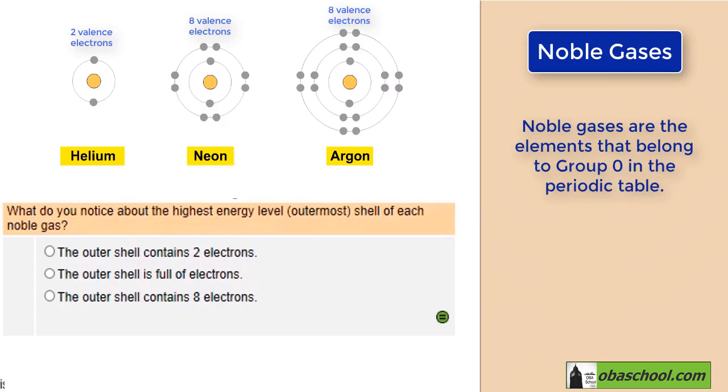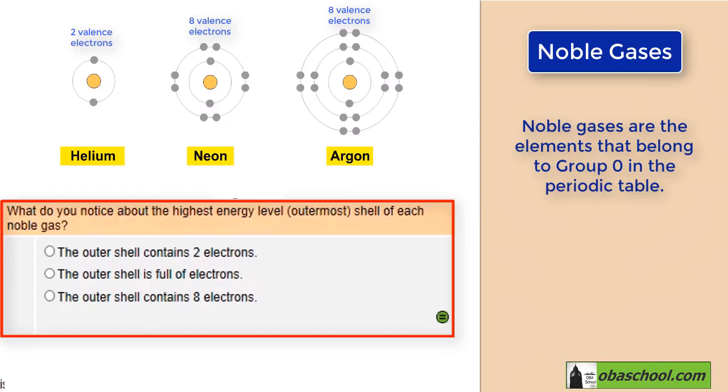So the question is, what do you notice about the highest energy level, which is the outermost shell of each atom? The outer shell contains 2 electrons, the outer shell is full of electrons, or the outer shell contains 8 electrons. Take a look at the figure and think about the question. Correct! The outer shell is full of electrons.